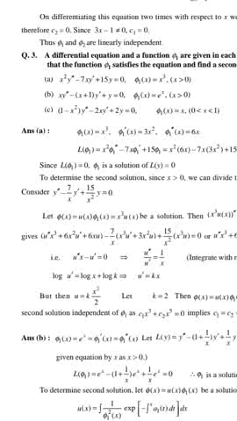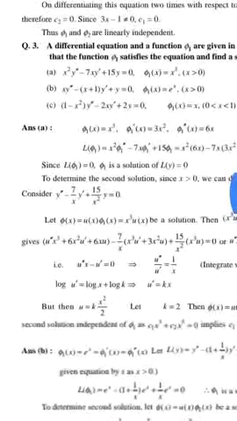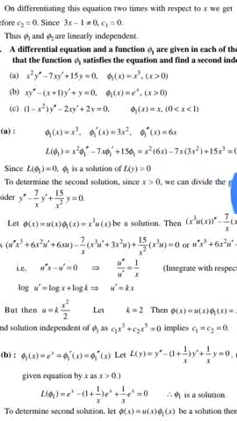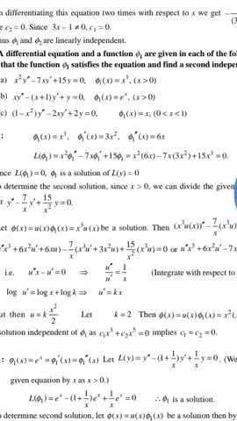Phi 1 of x equal to x cube, x greater than 0. x y double dash minus (x plus 1) y dash plus y is equal to 0. Phi 1 of x equal to e raised to x, x greater than 0. (1 minus x square) y double dash minus 2xy dash plus 2y is equal to 0. Phi 1 of x equal to x, 0 less than x less than 1.